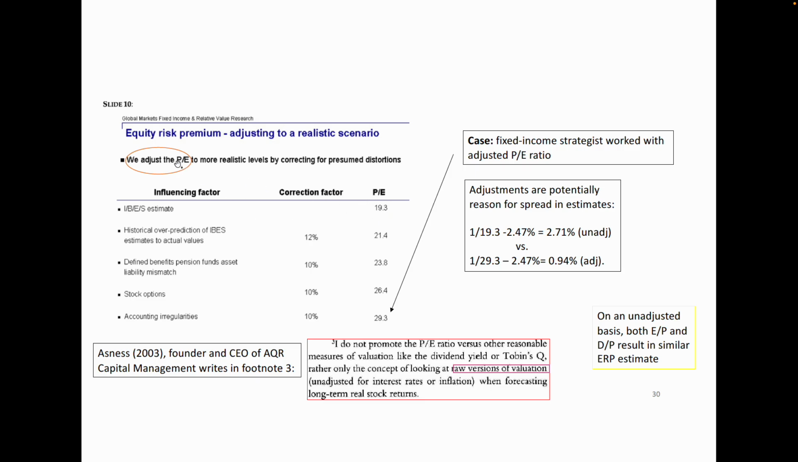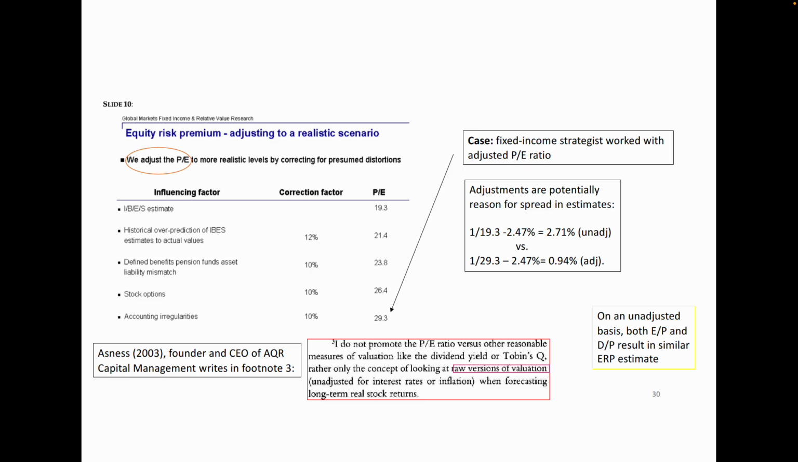So they use the average or the median price-earnings ratio. That's the inverse of the earnings yield. So this is 19.3. And then inside the case, they are making adjustments. Here they have different correction factors. So they make a correction factor because historically the IBES overpredicts actual values, they argue, right? And then they are making an adjustment, so they increase 19.3 by 12%. And then they talk about other things.